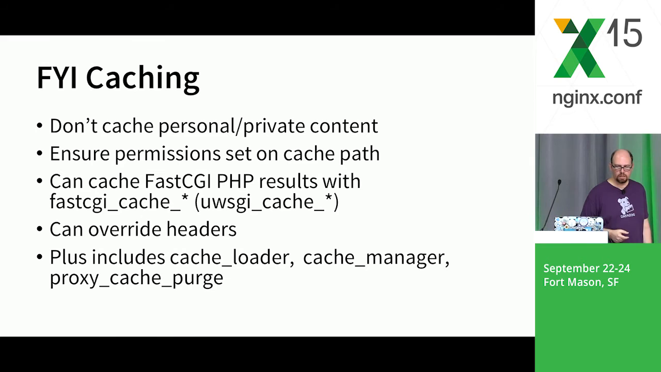Now, we've talked about caching static assets, but you could also cache the results of a PHP page if you've got a PHP site. In order to do that, you're basically using all the same parameters, but replacing the word proxy with fastcgi, or if you're using uWSGI, you're going to use fastcgi or uWSGI cache parameters instead of proxy cache parameters.